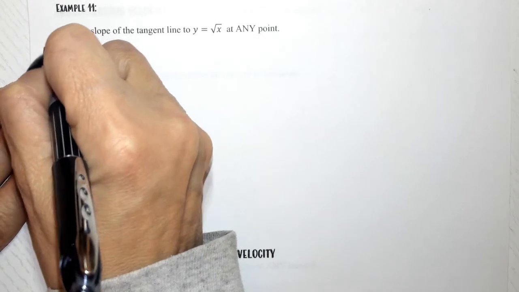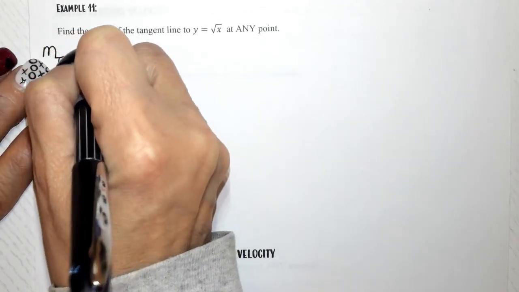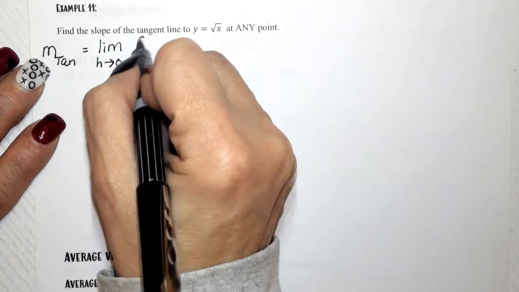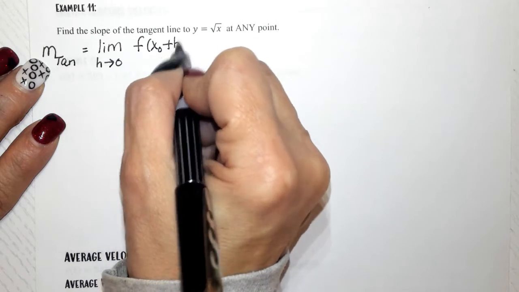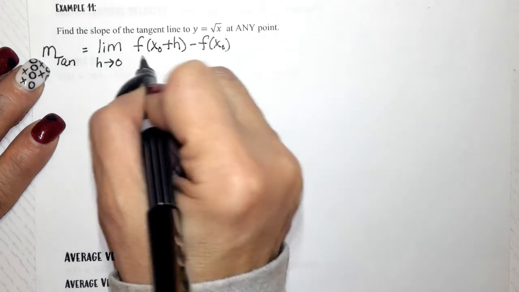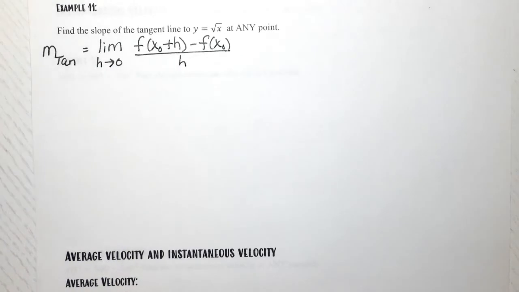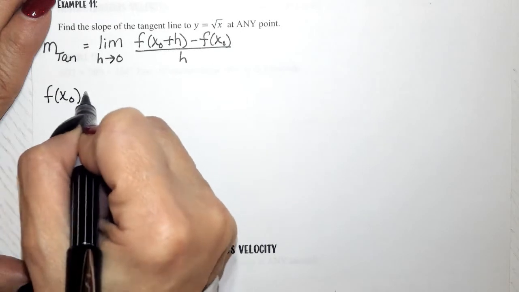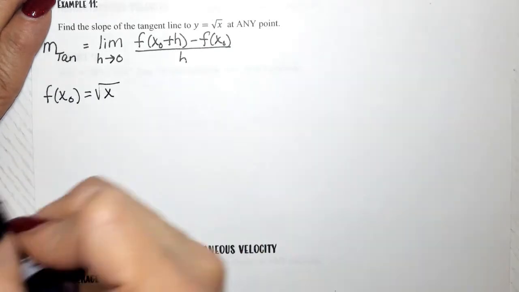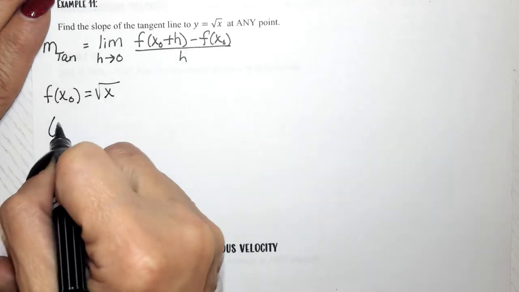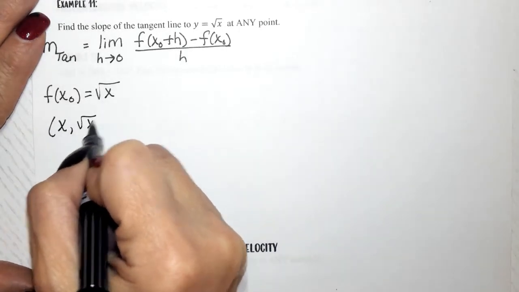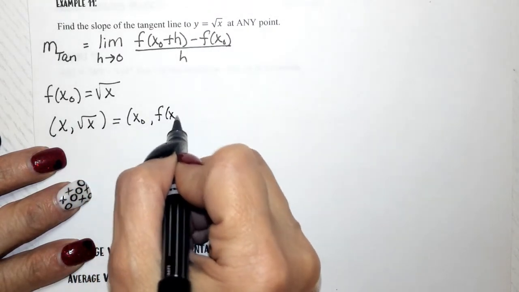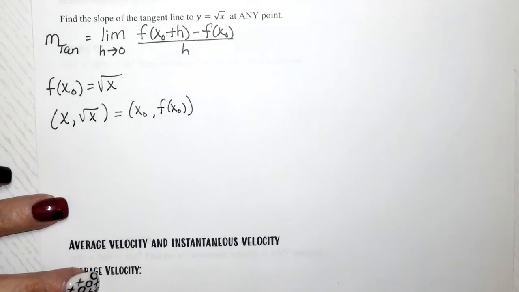Absolutely. So the slope of the tangent line, we know it is the limit as h approaches 0 of f of x naught plus h minus f of x naught all over h. We know that's the formula. That's what we have to use. We know that f of x naught in this scenario is the square root of x, right? Which means that we have the ordered pair x comma the square root of x. That's what our x naught and f of x naught is. That's our first one.